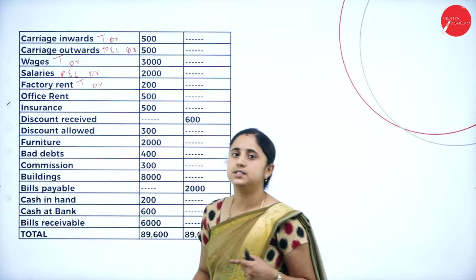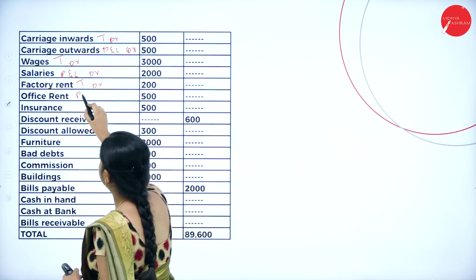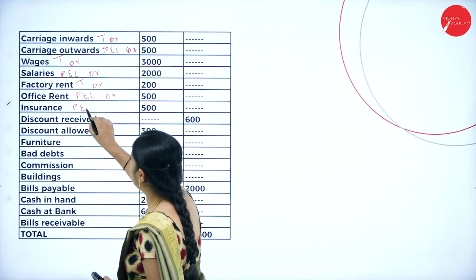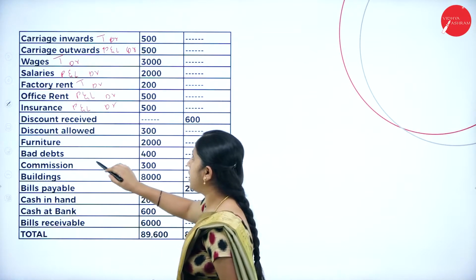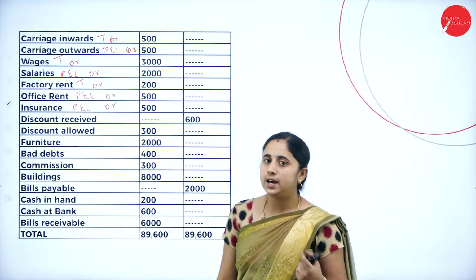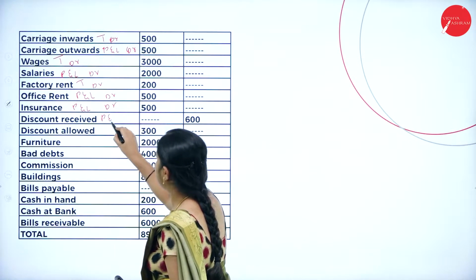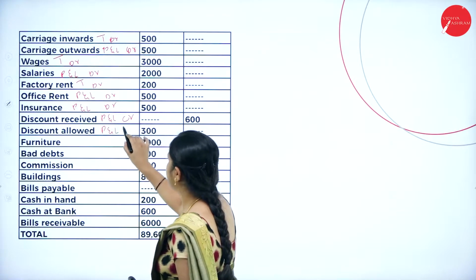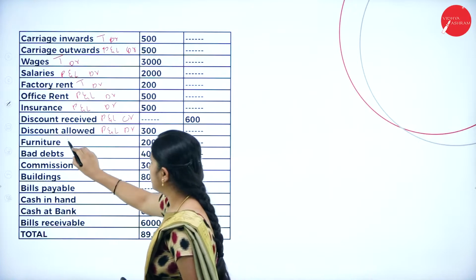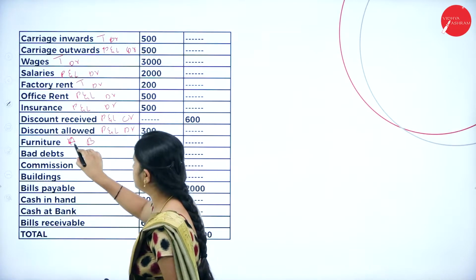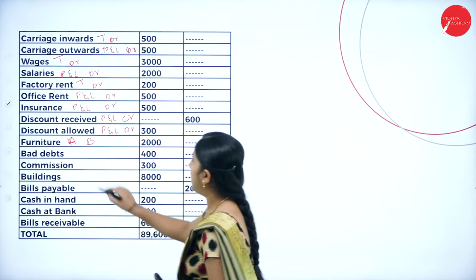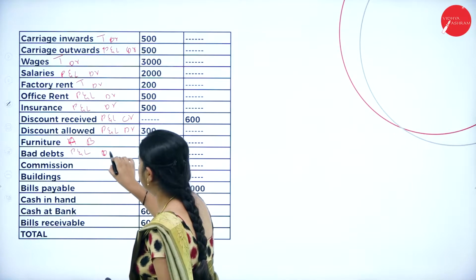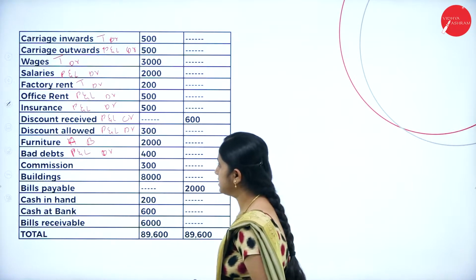Office rent. Office rent is an indirect expense, comes in profit and loss account debit side. Then insurance, profit and loss account debit side. Discount received. Discount received is indirect income. Profit and loss account credit side. Then discount allowed. Profit and loss account debit side. Furniture, assets, balance sheet. Then bad debts. Bad debts, indirect expenses, profit and loss account debit side.